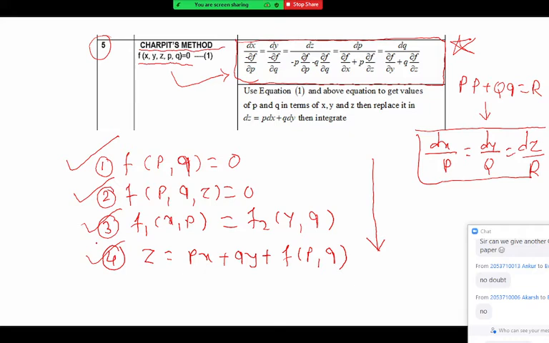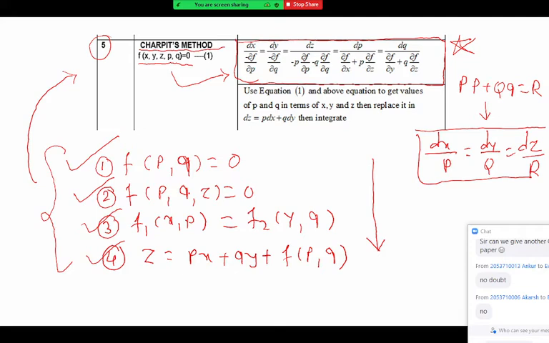Charpit's is actually the most general method. You can solve all problems by Charpit's also, but they become so complicated by Charpit's method. Because of that, this sequence is important. You first check whether it is fitting in one of these 4 forms. If it is, you get the answer more quickly than with Charpit's method.